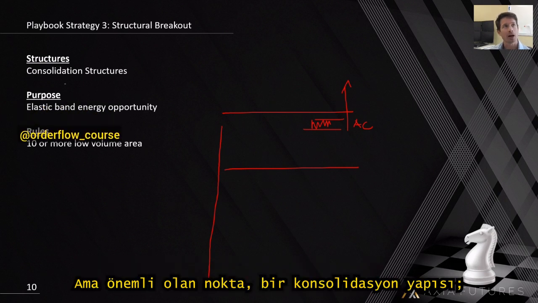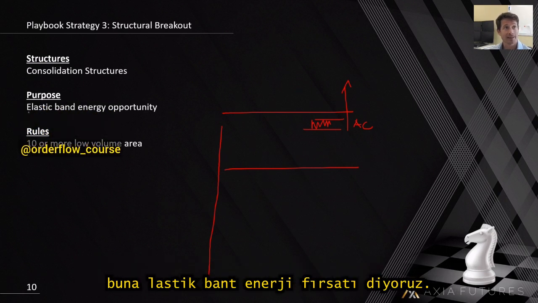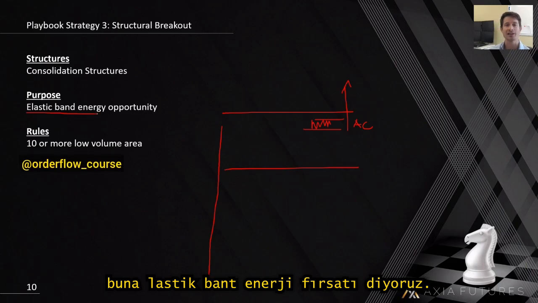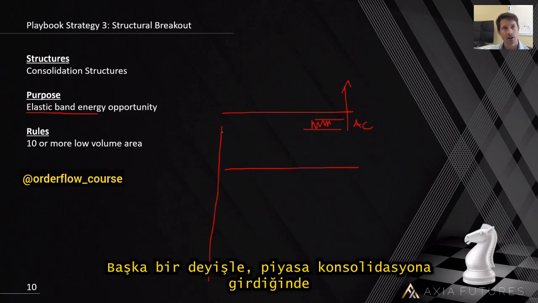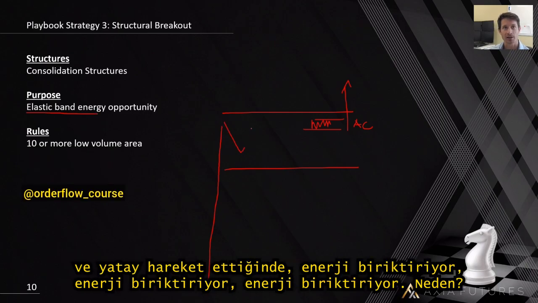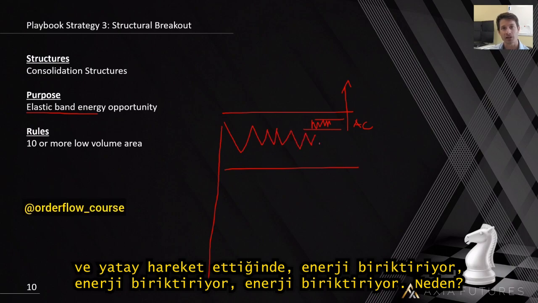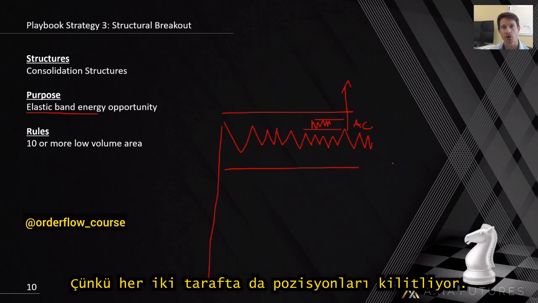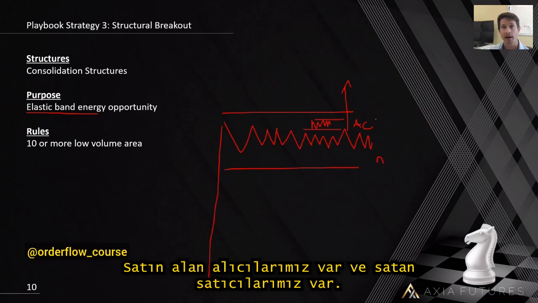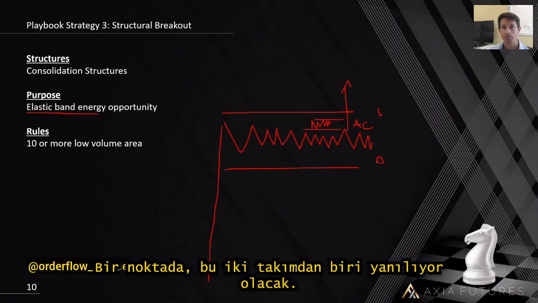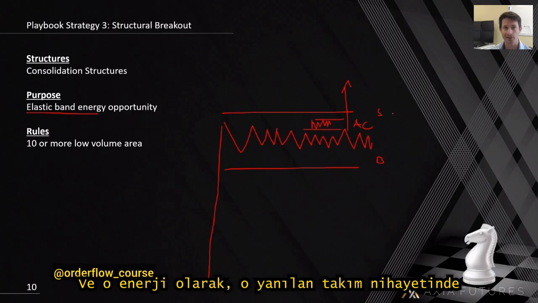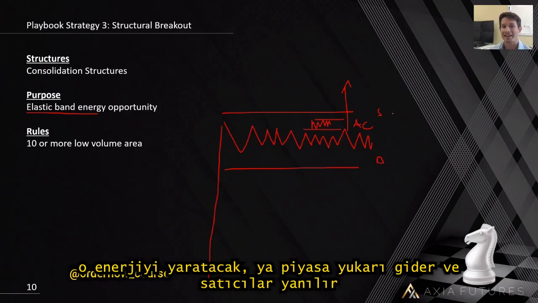But the point being is that a consolidation structure, the purpose of it is we call it the elastic band energy opportunity. In other words, when a market enters consolidation and moves sideways, it's building energy, building energy, building energy. Why? Because it's locking in positions on both sides. We have buyers that are buying and we have sellers that are selling. At some point, one of these two teams are going to be wrong. And it's that energy, it's that wrong team that's ultimately going to create that energy.